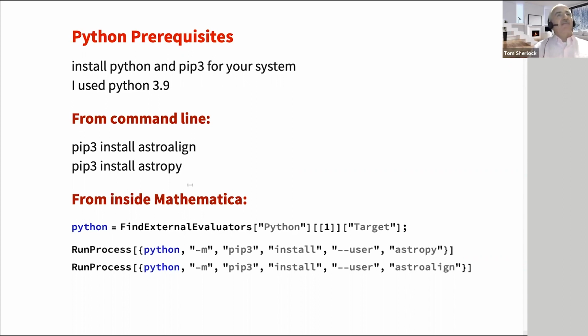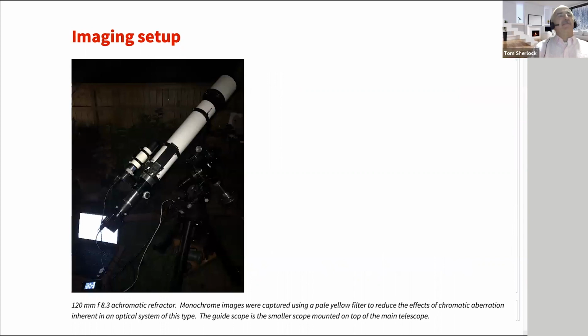And if you don't want to bail out to the command line, you can also do it from right inside Mathematica. You can find the external evaluators for the Python languages. We always use the first one to evaluate our Python cells. So take the first one, get the target, which is the actual executable Python name, and just run processes to install these. But that's just a bit of preliminary. Now let's go to the next thing and see what's going on.